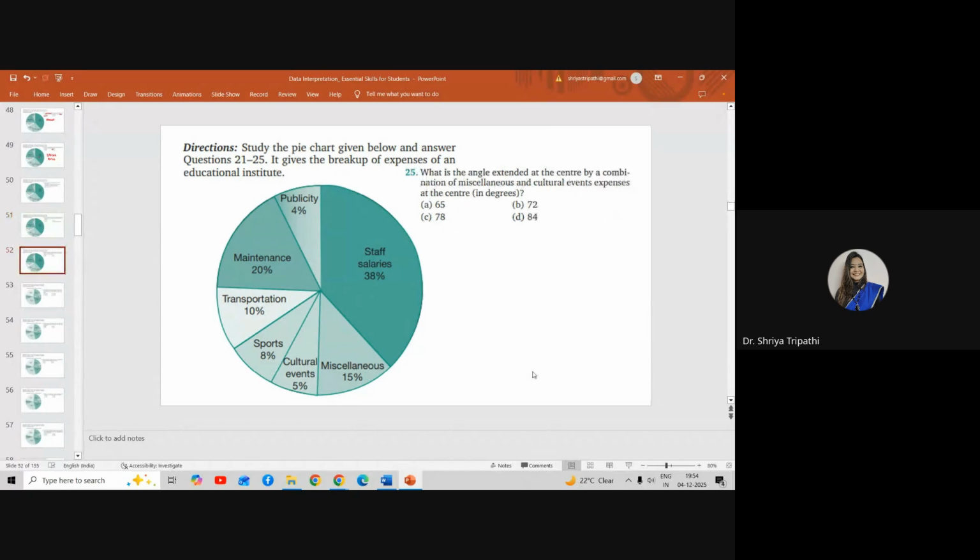Okay, the last one we'll take before we wind up. What is the angle extended at the center by a combination of miscellaneous and cultural expense, in degrees? Miscellaneous is 15, cultural is 5, total is 20%. So we just learned how to calculate degrees. B, 72. Okay.